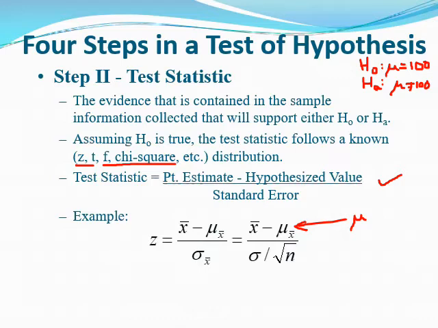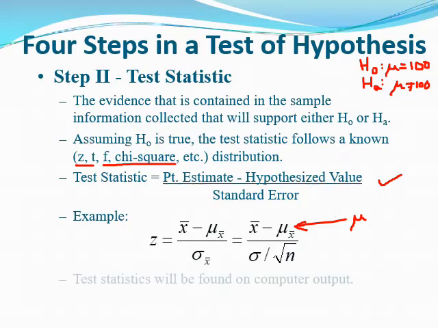If we believe the null is true, what's the value of the mean in this case? We'd plug in 100. The value of x bar we get from our sample, the value of n we get from the sample, we're not going to know sigma, but we're going to estimate it with our sample standard deviation.